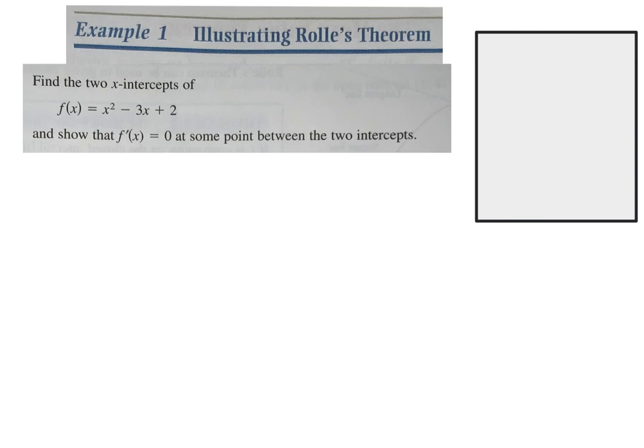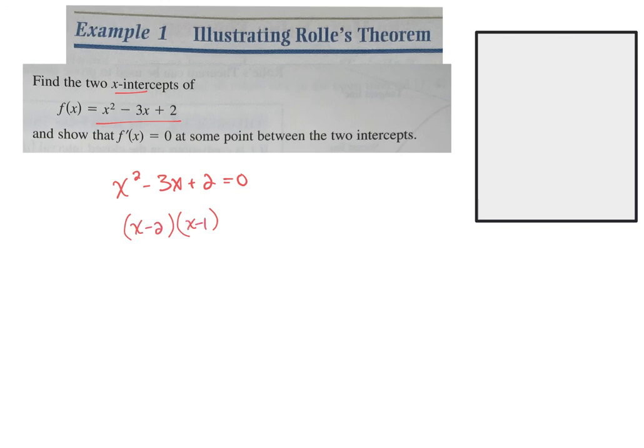So find the two x-intercepts of f of x equals x squared minus 3x plus 2 and show that f derivative of x equals 0 at some point in between the two intercepts. Well, they use the intercepts because the x-intercept is where y is 0. So that it's a beginning and ending point of the same y value. So we're just going to find the intercepts by setting this equal to 0.